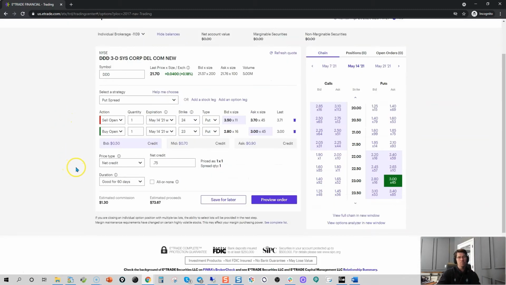So again, you can see that it's pretty straightforward, understanding either the type of strategy or doing a custom option leg. You can add those option legs, have your action right here, whether you're selling to open or buying to open, the number of contracts, the expiration price, the strike price, and whether it's a call or a put. And then I like this is you can set that net credit or net debit.